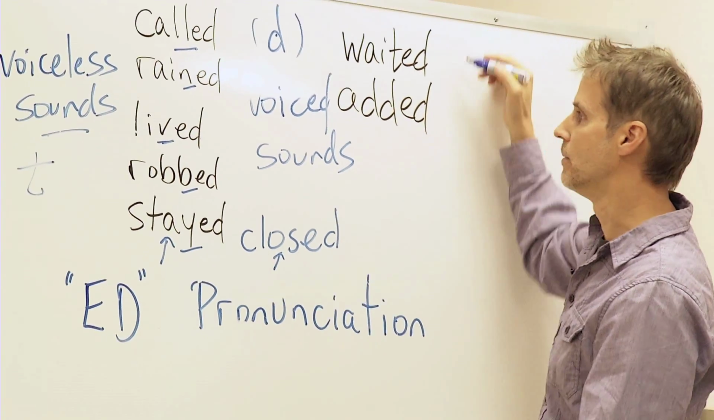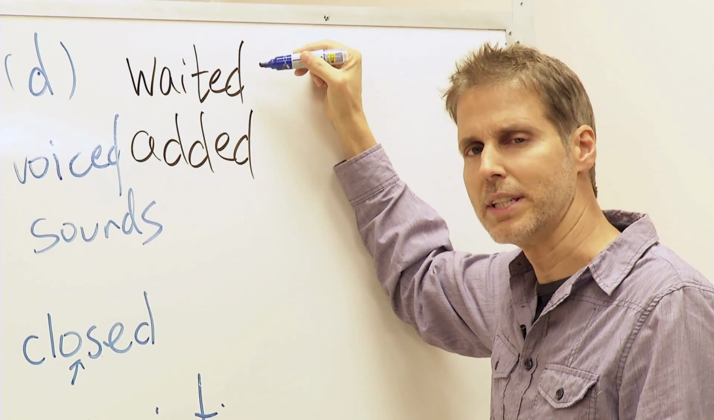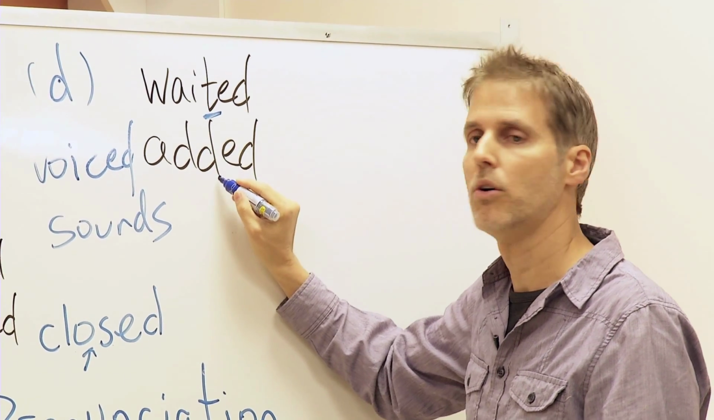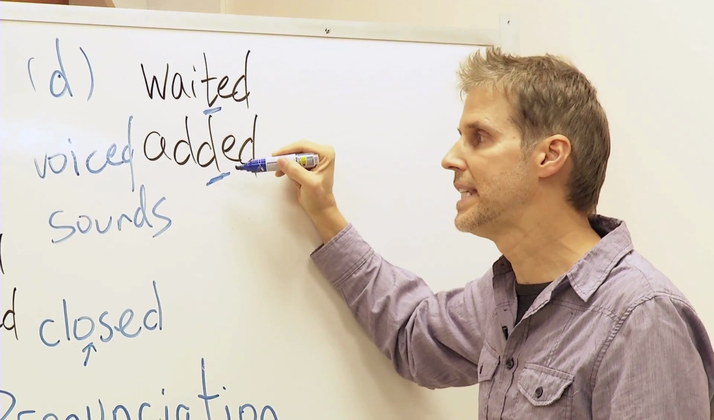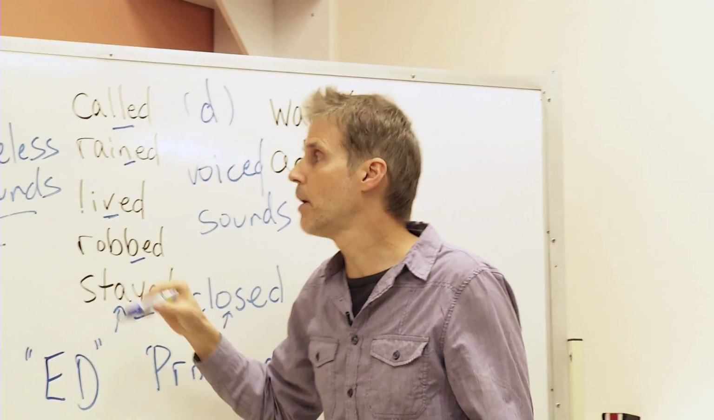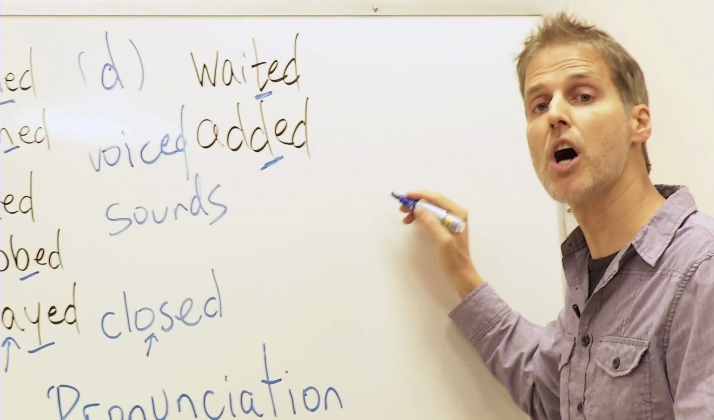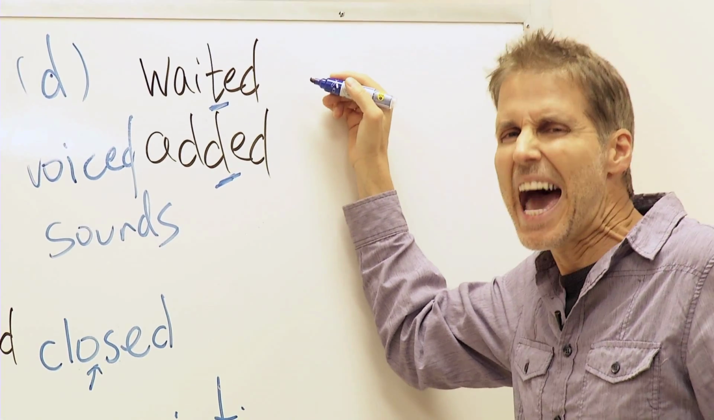Now, this column, these are regular verbs as well, but they're different. Both of them finish with either a T or a D. And if they finish with a T or a D, we're not talking about voiceless sounds. We're not talking about voiced sounds. We're simply talking about an added syllable. What do we mean by an added syllable?